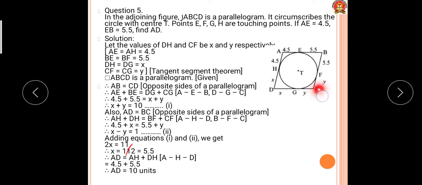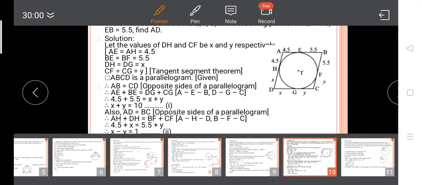In the adjoining figure, this is a quadrilateral and this is a circle which is touching the quadrilateral. The quadrilateral is a parallelogram with four points, that is EFGH. Now in the adjoining figure, ABCD is a parallelogram and it's circumscribed, which means one circle is internally there which touches at the touching points EFGH. So if AE is given 4.5, EB is given 5.5, what we have to find out?